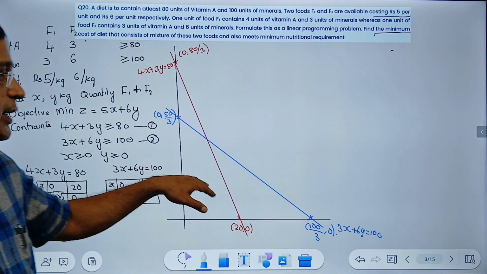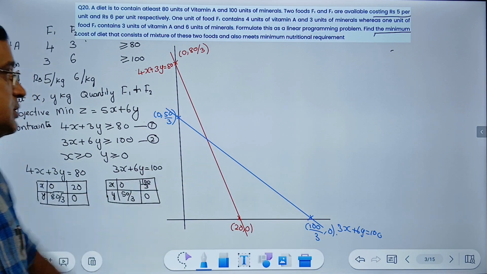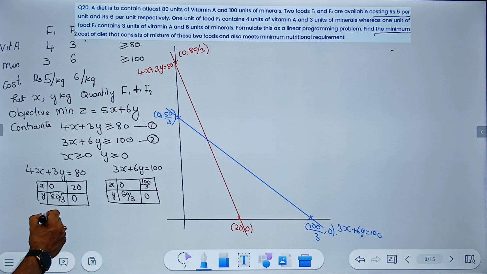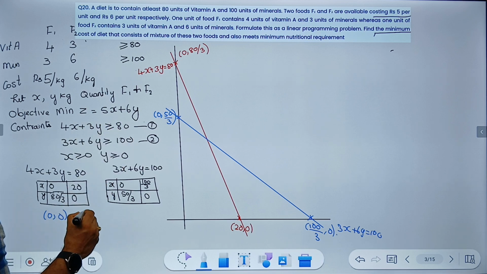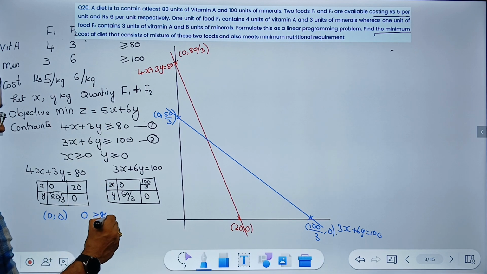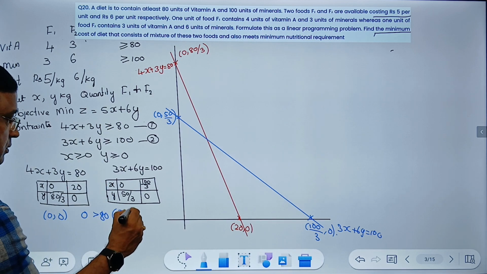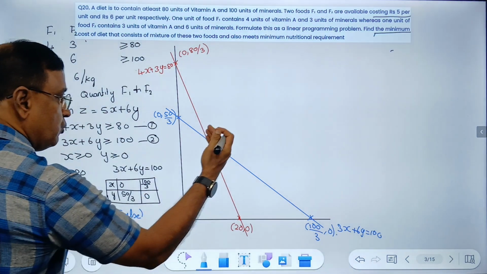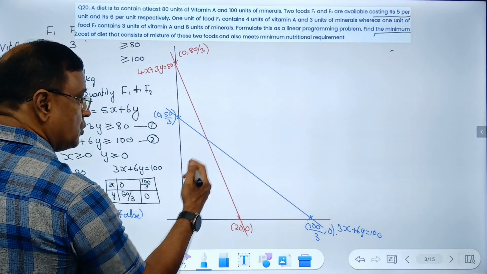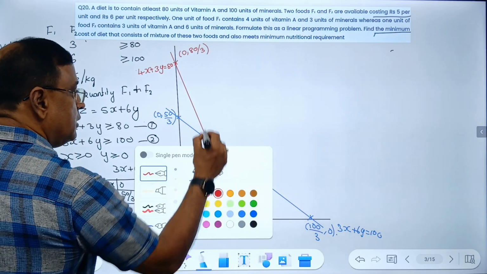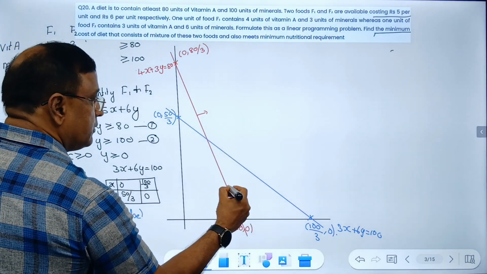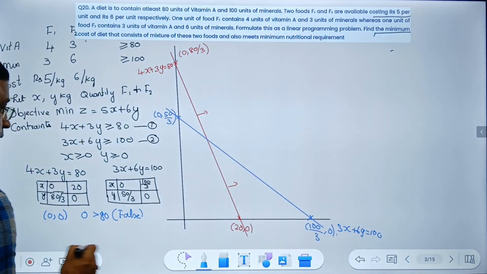Now it is time to shade and check what the feasible region is. So what do we do? Take the origin and substitute in equations 1 and 2. If I substitute in 1, I'll get 0 is greater than 80, which is false. So it cannot be towards the origin. It has to be away from the origin. So let me use the red color. It represents the red line. It's away from the origin.